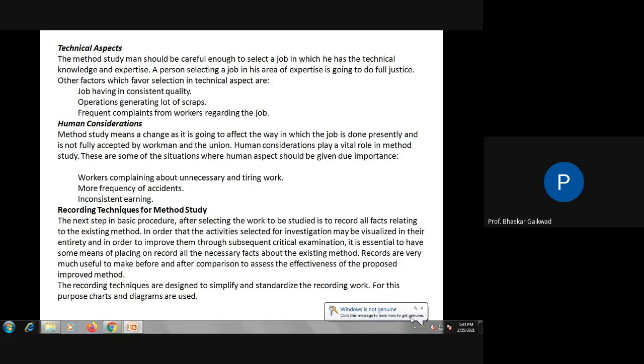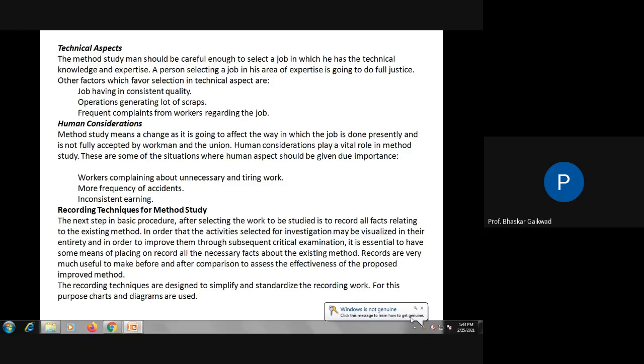Records are very useful to make before and after comparisons to assess the effectiveness of proposed improved methods. Means if you have a certain idea in your mind, whether it is possible to develop a new method over the present method, you have to get it compared. Recording techniques are designed to simplify and standardize recording work. For this purpose, charts and diagrams are used.